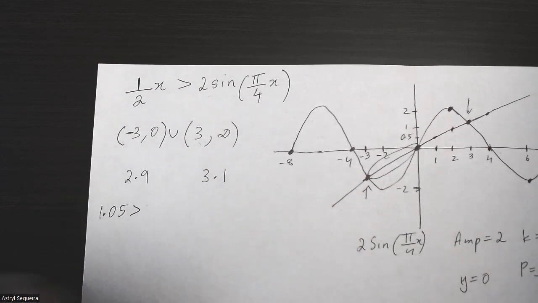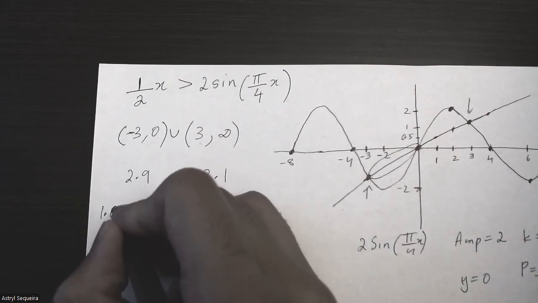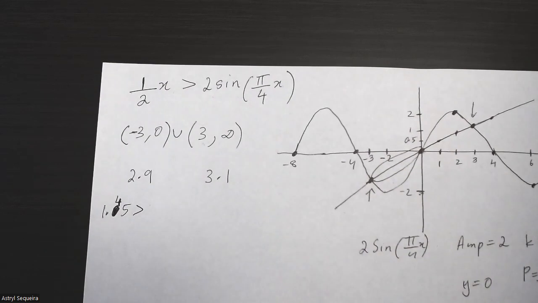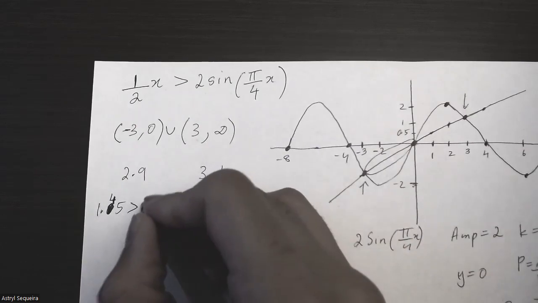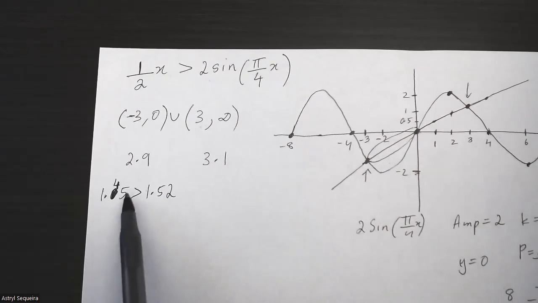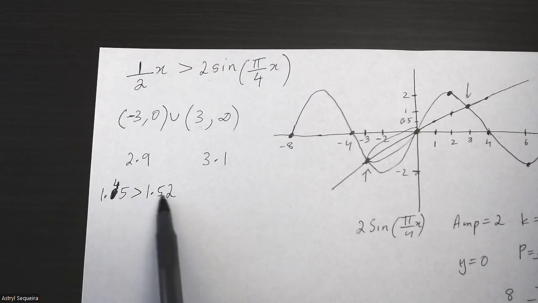Oh, I have a slight mistake here in my calculation for the first one. This is not 1.05, this is 1.45. Sorry, slight mistake. And for this one, I get 1.52. So these are close, but they're not exactly equal to each other.